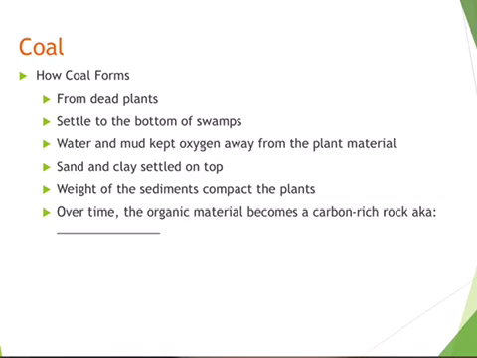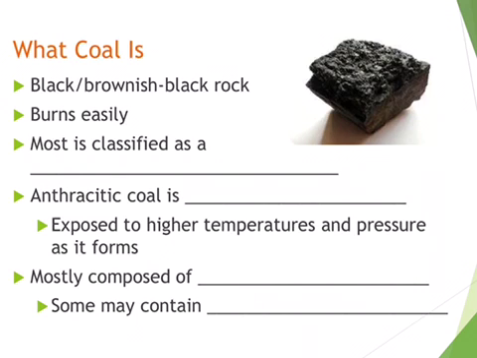Coal forms from dead plants that settle to the bottom of swamps. Water and mud from the swamp keep oxygen away from the plant material, and then sand and clay will settle on top of it. The weight of the sand and clay will compact that dead plant material, and over time, the organic material will become a carbon-rich rock. So it's got a lot of carbon in it, and we call that coal. Coal can be black to brownish black, and it's a rock, and it burns easily.